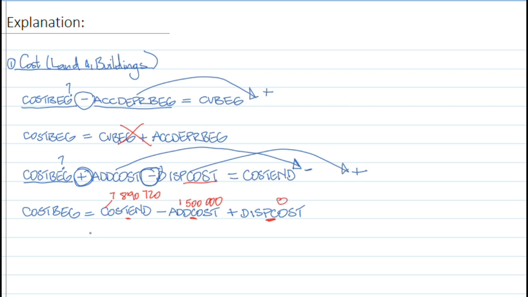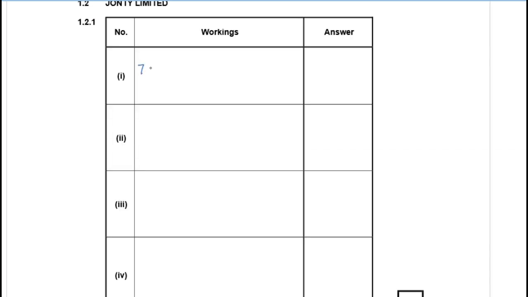Cost at the beginning of the year is equal to 7,890,720 rands minus 1,500,000 rands plus 0 equals to 6,390,720 rands. Remember that you must show your workings so that if you get the final answer wrong, you can still get marks for the correct components of your workings.